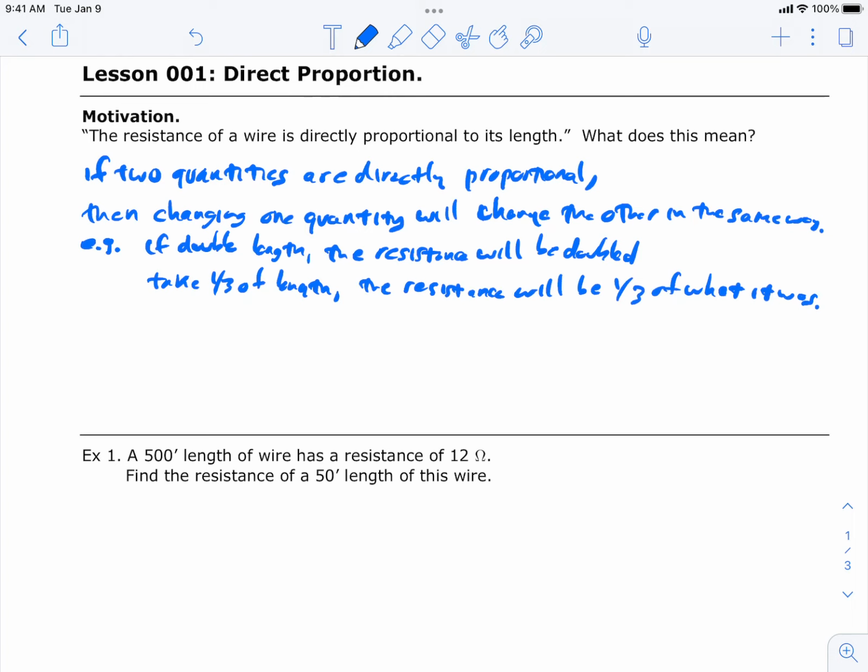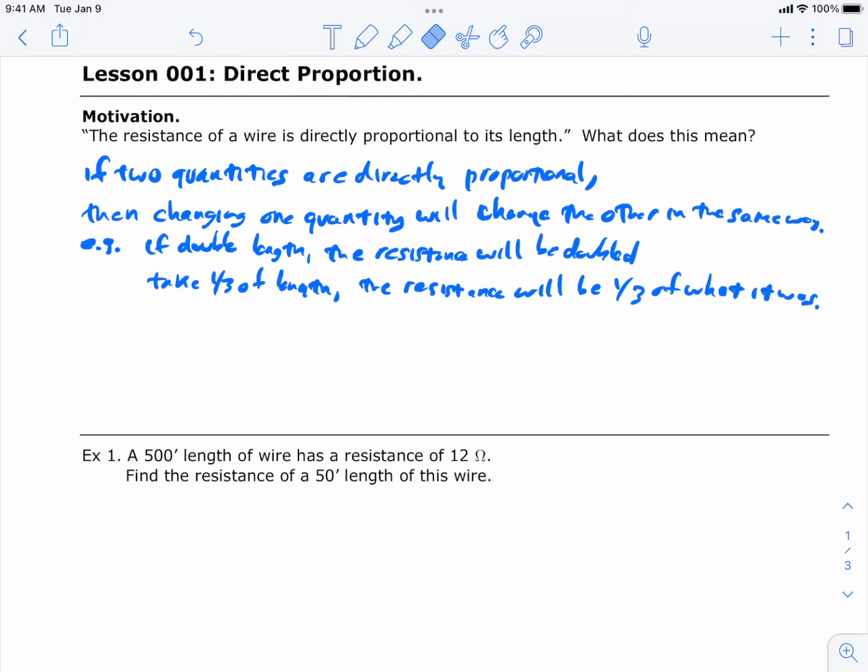That's all we need by a direct proportion. R and L change together, I guess is another way to say it. When they say resistance R is directly proportional to length L, they're saying R and L change together. You double the length, you double the resistance. You double the resistance, you double the length. You triple the length, you triple the resistance. Okay, you get the idea there?